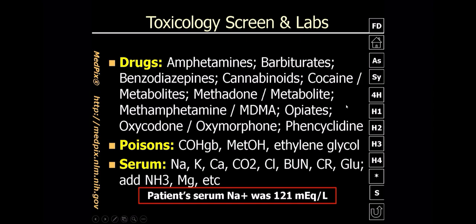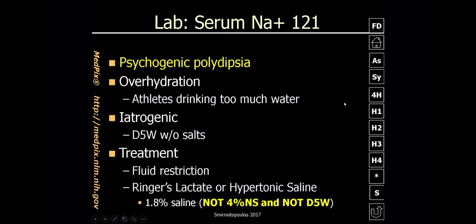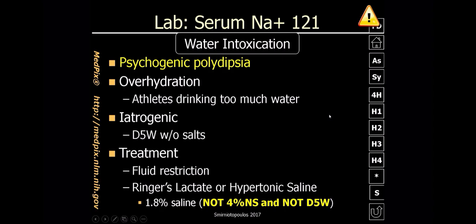So this patient's serum sodium was 121. So this patient was hyponatremic. She actually had psychogenic polydipsia. She was drinking more than a gallon of water every single day. This also happens in patients that have overhydration, hospitalized patients that are only given D5W and not given saline. And the treatment, again, can be fluid restriction, and more commonly we give the patient some flavor of a slightly hypertonic saline. So this is water intoxication.